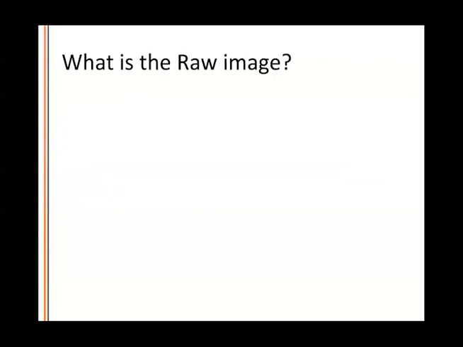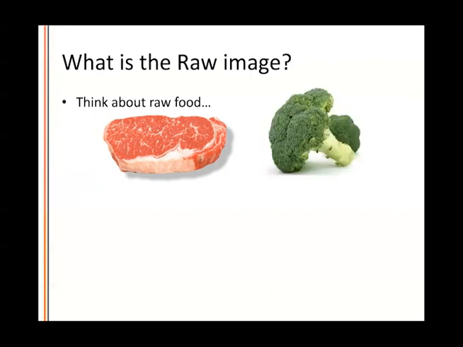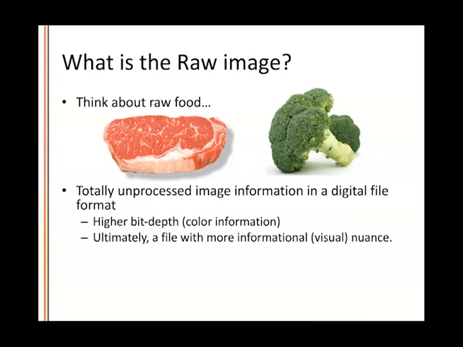One way to think about it is thinking about raw food. So you have a steak that is uncooked, unseasoned. That is your raw photo. It's just natural, everything, all the information, right? And with that, you get all this higher bit depth, all this color information. Basically, it has more information than you'll ever need that you can use to then go through and edit it.